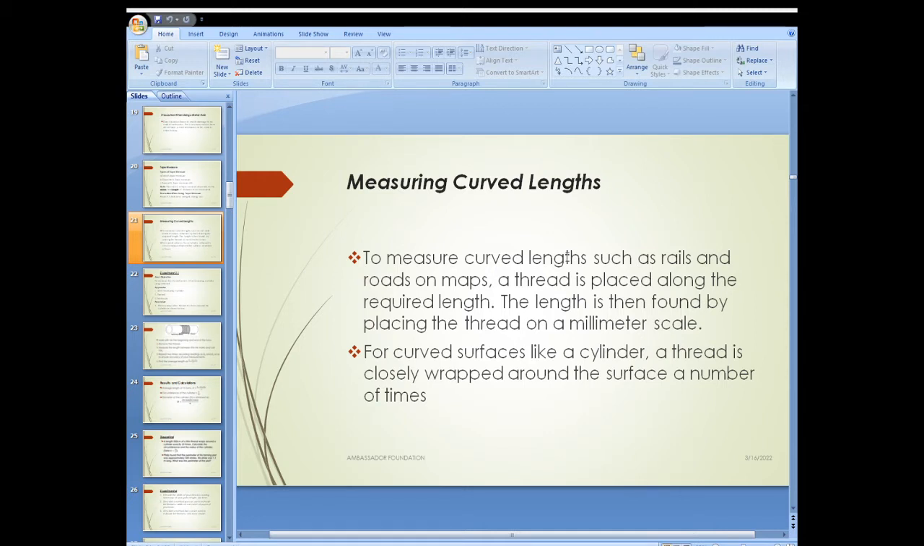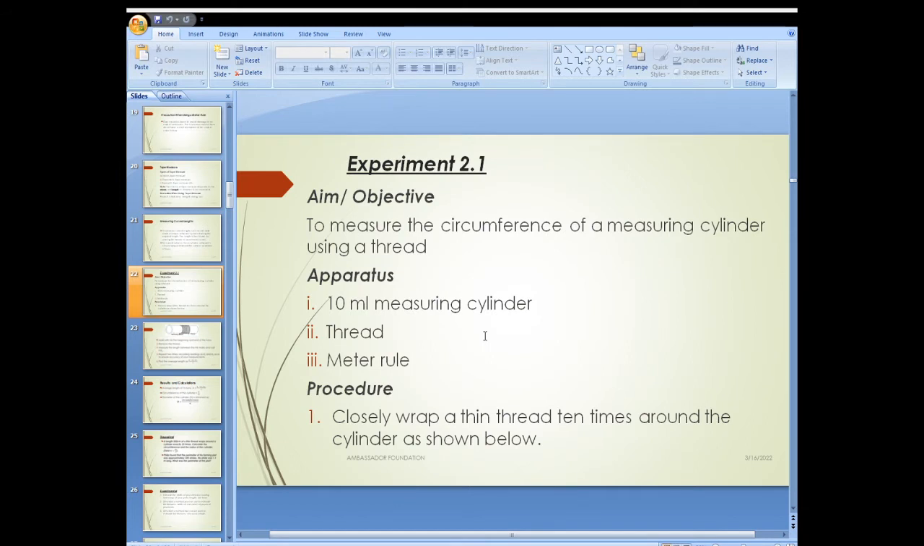Now, to measure curved length, such as rails and roads on maps, a thread is placed along the required length. The length is then found by placing the thread on a millimeter scale. Then you apply the ratio. For curved surfaces like a cylinder, a thread is closely wrapped around the surface a number of times. That is it. Now, for example, let's look at how we can measure the circumference of a measuring cylinder.